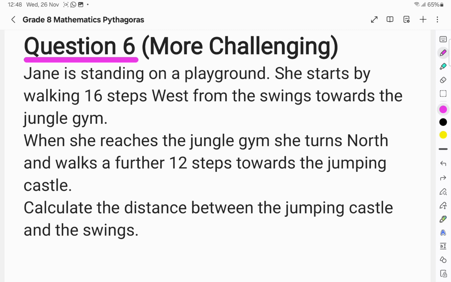All right, Jane is standing on a playground. She starts by walking 16 steps west from the swings towards the jungle gym. When she reaches the jungle gym, she turns north and walks a further 12 steps towards the jumping castle. Calculate the distance between the jumping castle and the swings.